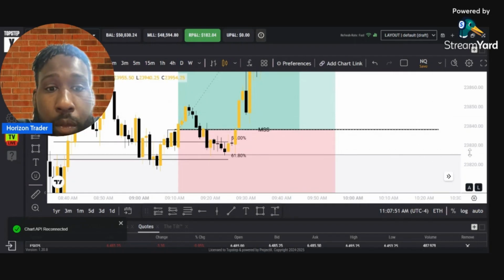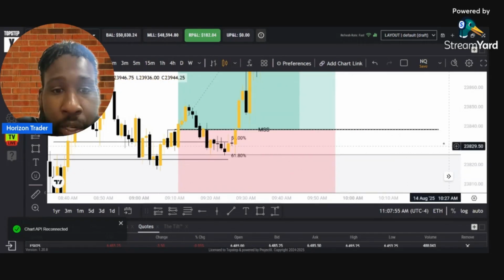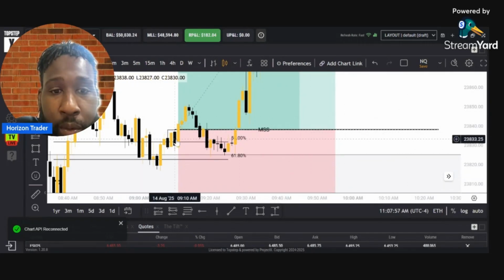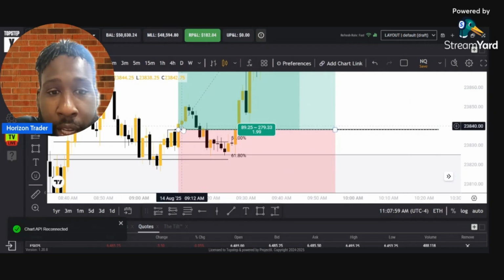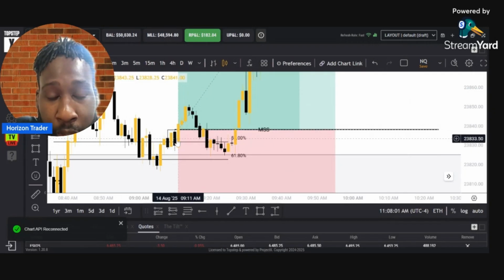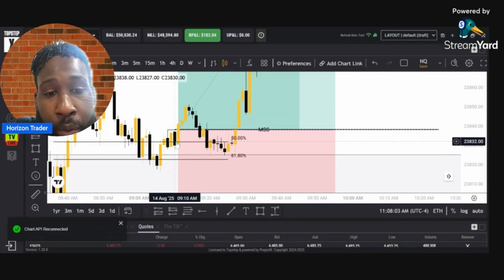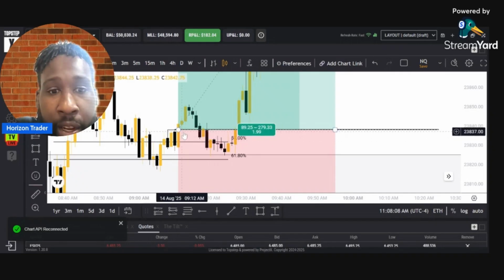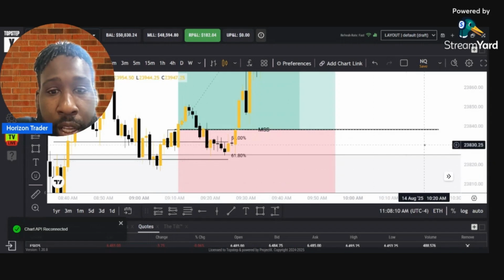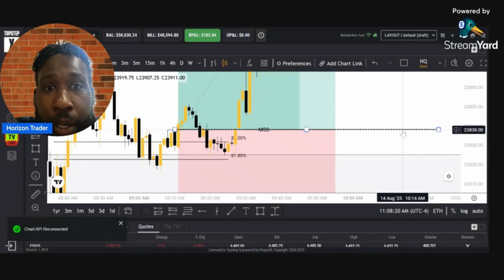If you are not familiar, a fair value gap is a 3-candle sequence: candle 1, candle 2, candle 3. If we're talking about an uptrend or a bullish fair value gap, the high of candle 1 and the low of candle 3 should not meet. When they don't meet, the space in between is your gap. It's a very small gap here, but a gap indeed.